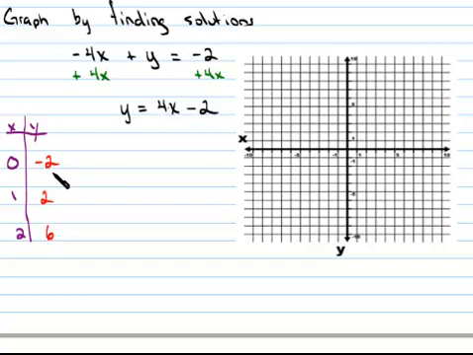I'm doing these mentally, but if you feel you need to write these down, please write them down. Like for this guy, if my x value is 2, y equals 4 times 2 minus 2, 8 minus 2, which is 6. So there I go. I've got my points. I got the first point, 0, negative 2, which is right there. 1, 2, which is right there. x is 2, y is 6, which is right there. They make a perfect line.